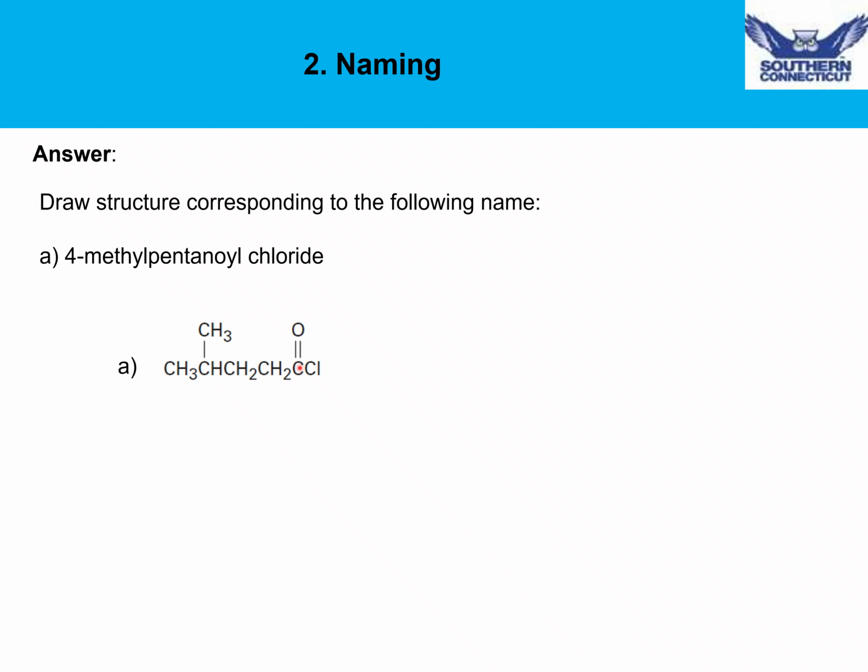So the carbonyl is carbon 1, and counting down, this carbon here is carbon 4, which has a methyl group. So this is the structure that we're looking for.